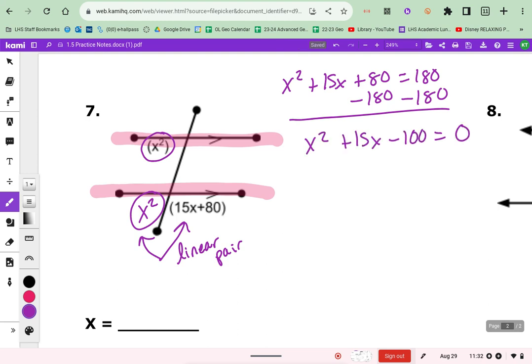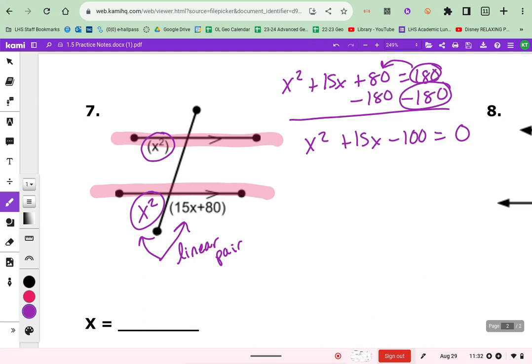Oh, you accidentally wrote minus 180. Yes, I meant to, because I'm moving this 180 to the left, so I'm subtracting 180 from both sides. Oh, okay. Yeah, we're just getting everything in our equation on one side of the equation so that we have an equal 0 on the other side.